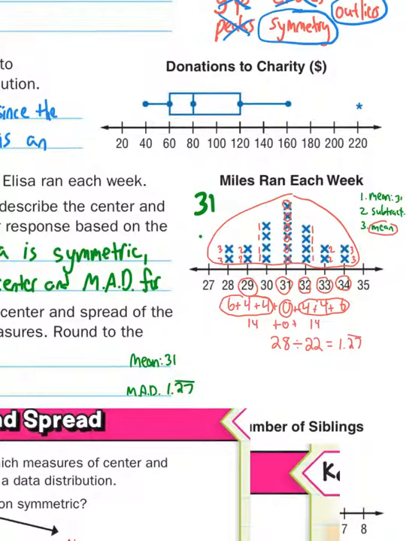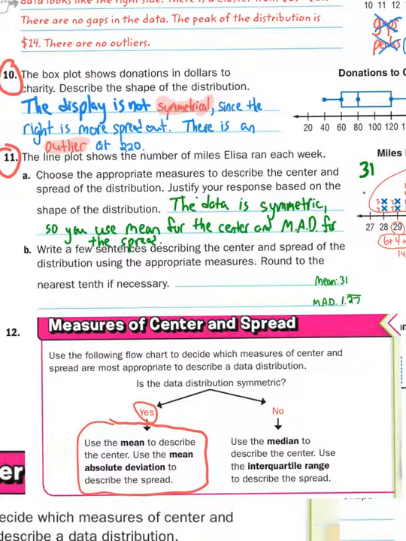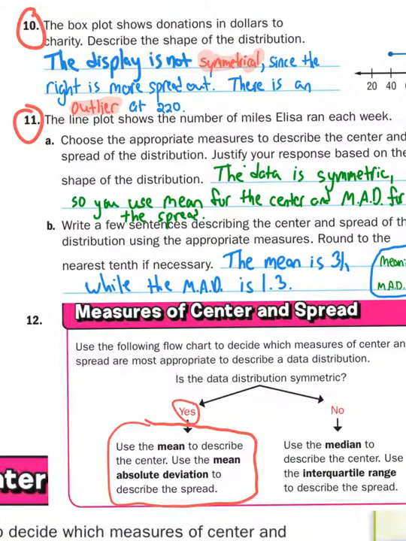27 is repeating. All right, but the last thing I had to do is, remember, it said write a few sentences describing the center and the spread of distribution using the appropriate measures. Round to the nearest tenth if necessary. So I guess I'll round that mean absolute deviation. So I'm just going to put these numbers in a quick short sentence. And here's what I said. I said the mean is 31, while the mean absolute deviation is 1.3, because I rounded that 1.27 to the nearest tenth place. All right, so that's it for number 11.